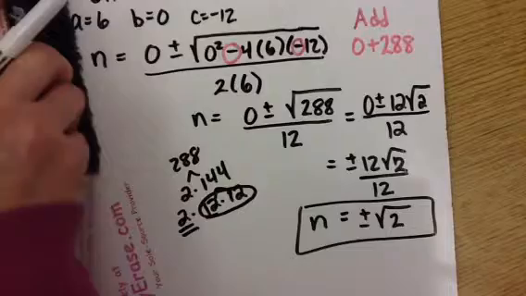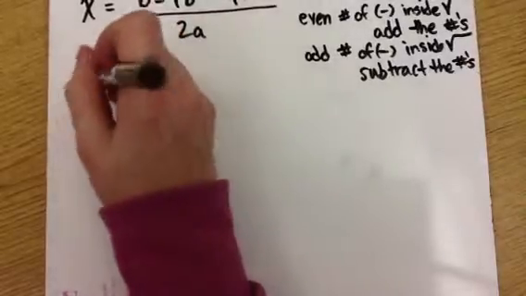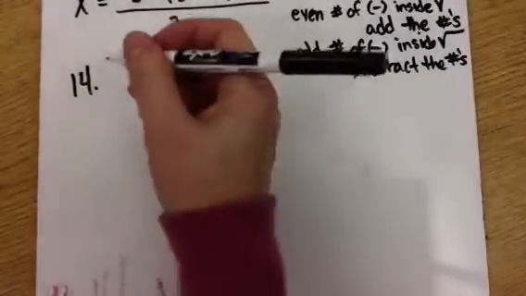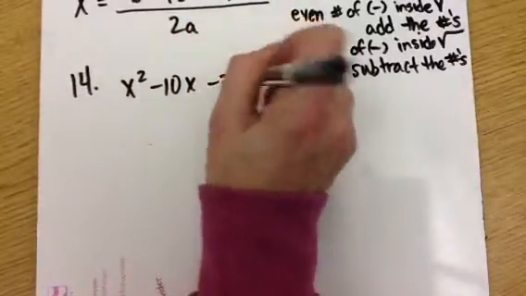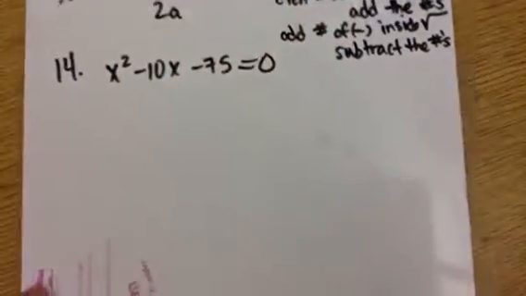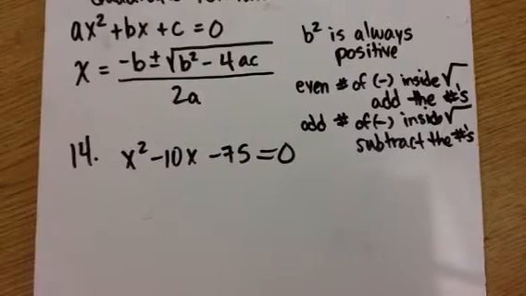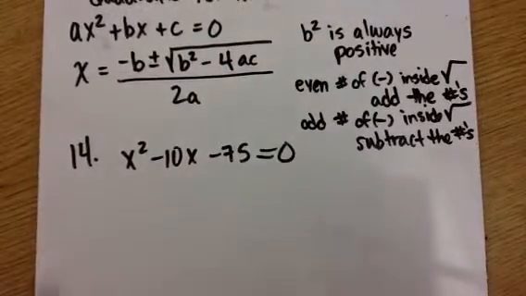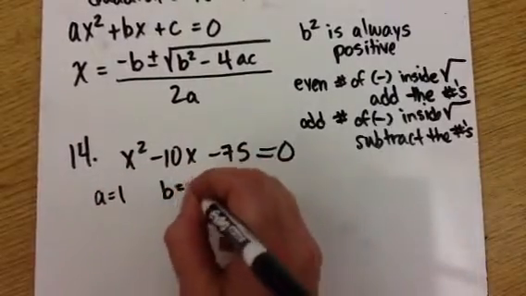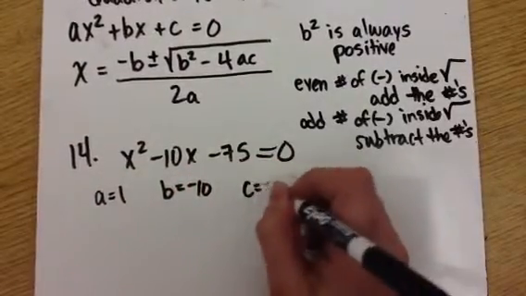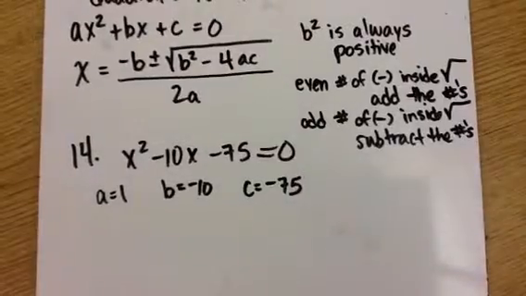I have 3 more of these to work, so you can get the gist of the quadratic formula. So 14, we have x squared minus 10x minus 75 equals 0. This is already in the correct format. It has to equal 0 before I can get started. And then in this problem, a is 1, b is negative 10, and c is negative 75.